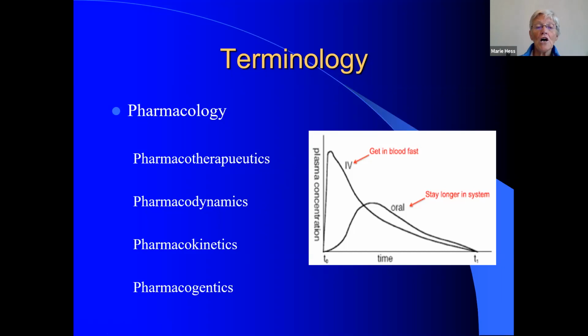Pharmacokinetics talks about the movement of drugs through the body. Kinetic meaning movement. So those are the areas of absorption, distribution, metabolism, and excretion. Absorption, distribution, metabolism, and excretion. Those are the 4 areas related to that.